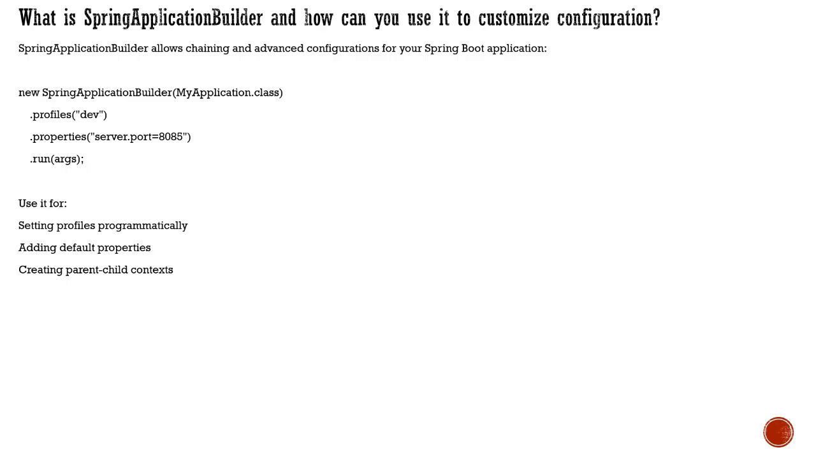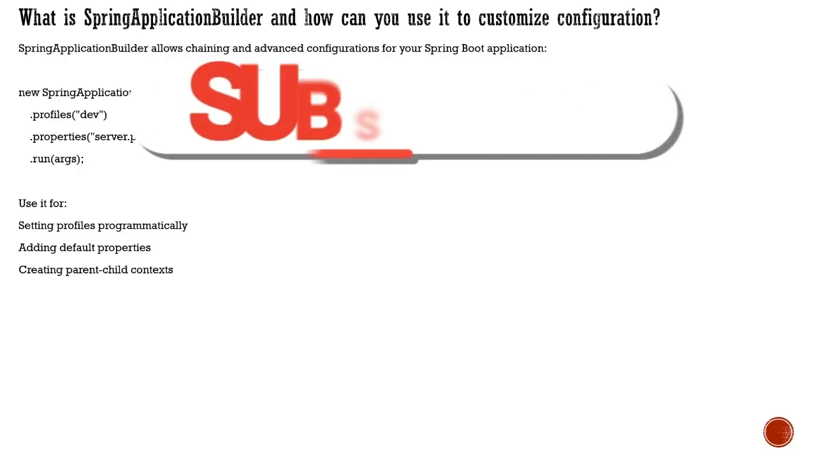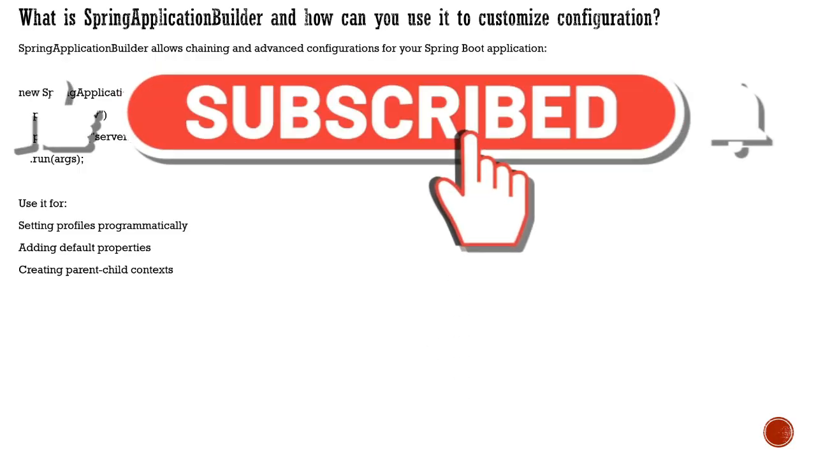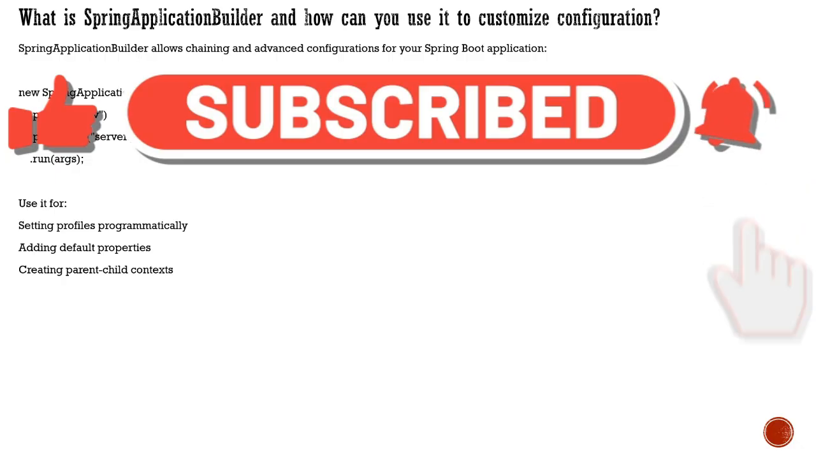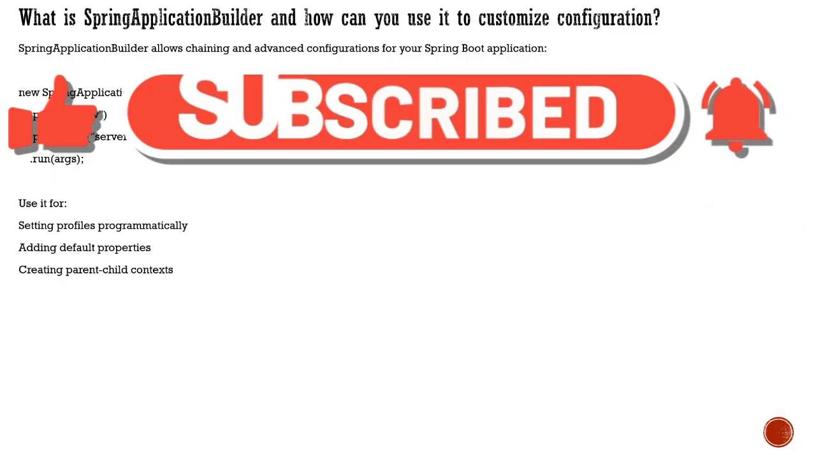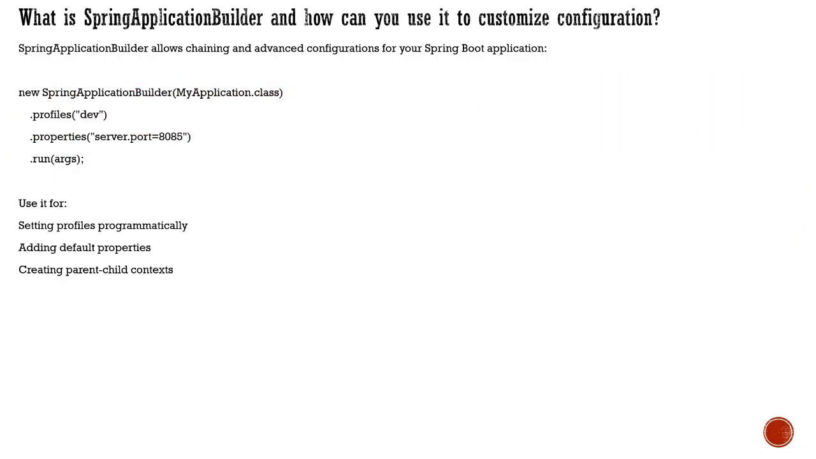Okay, now, what is the Spring Boot application builder? It is a chain, or it is the advanced configuration which is used in the Spring Boot application. Let's say you can use this constructor which is going to pass your application class, and then you can define your profiles over there, you can define the properties over there, and then ultimately you can run this application. Now when do we use it?